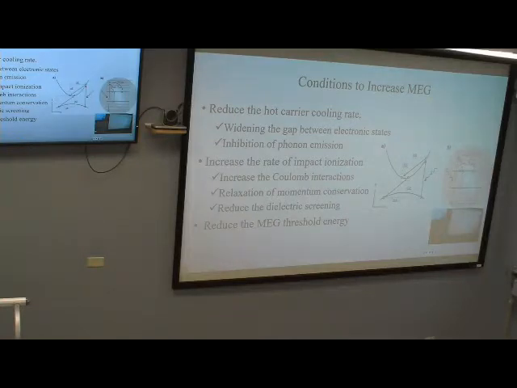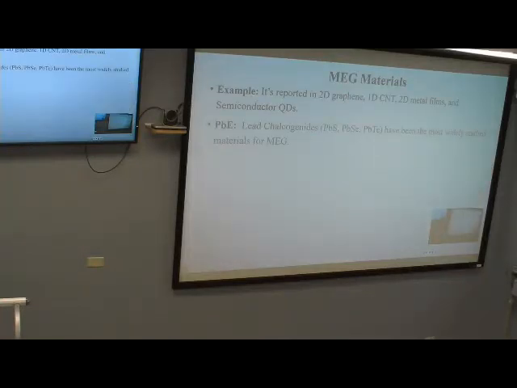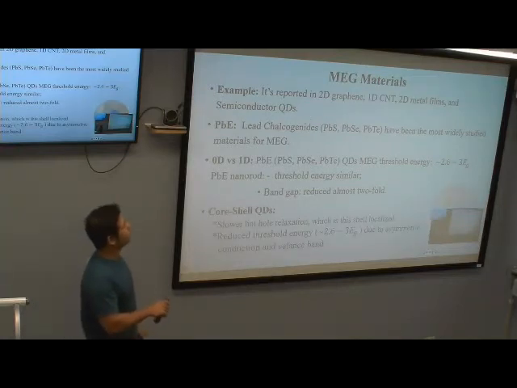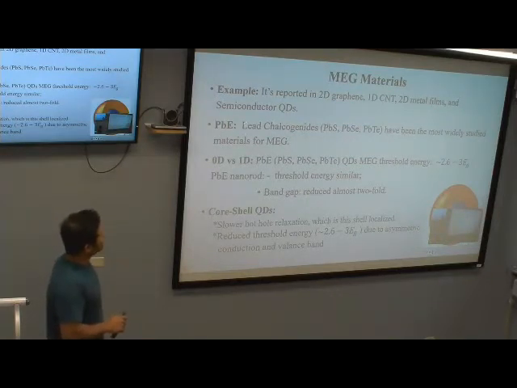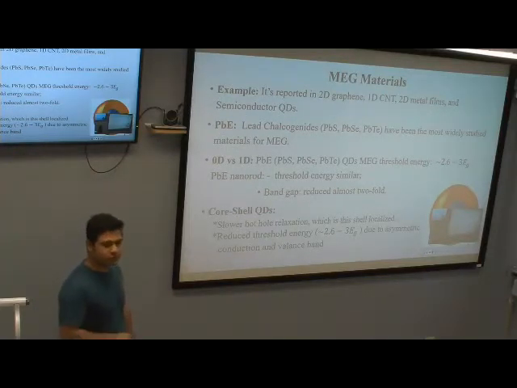So let's have some example materials. For example, first of all, these non-lead materials like CNT and 2D metal frames. They have a lot of citations. I did not put citations on. The most famous materials for multiple exciton generation are lead chalcogenide materials, usually lead sulfide, lead selenide, and lead telluride. Those are the mostly studied materials for this application and process.